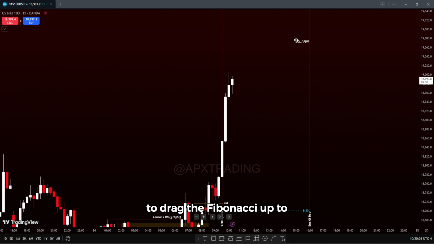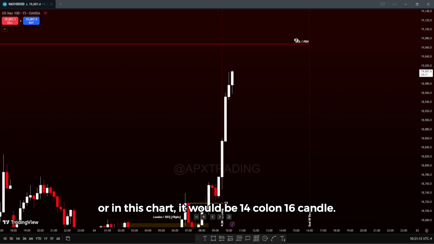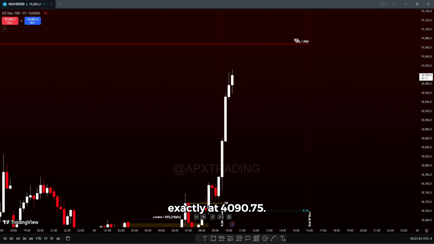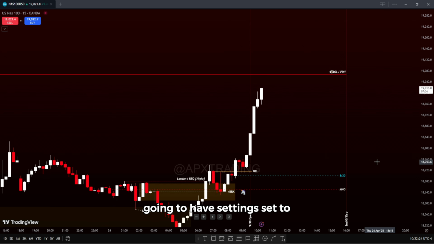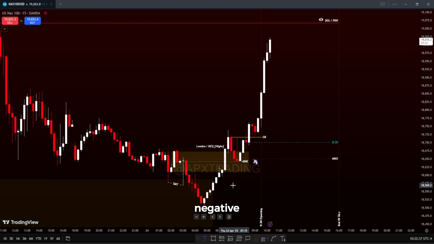And you're going to drag the Fibonacci up to the high on the 2:16 high, or in this chart, it would be the 14:16 candle. And it would be anchored to the price level exactly at 4090.75. In your Fibonacci, you're going to have settings set to negative 0.5, negative 1, negative 1.5.